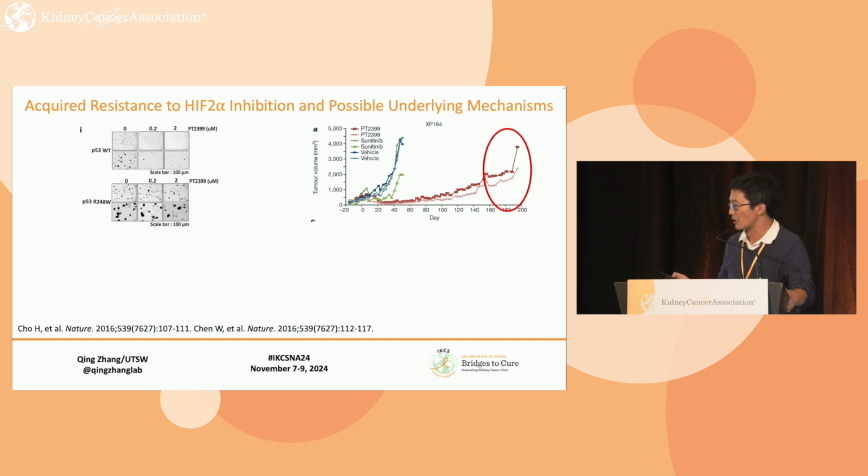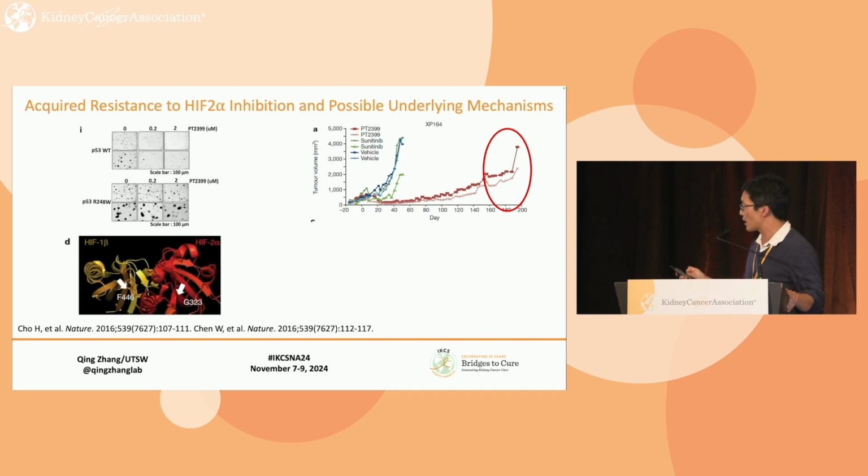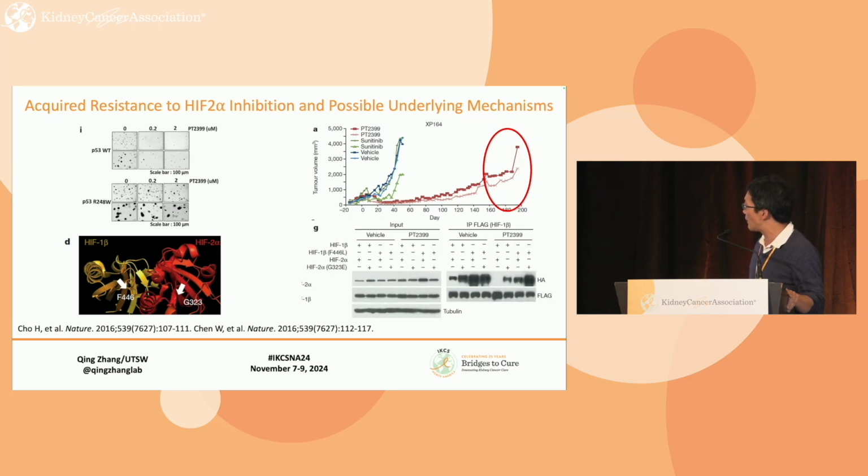Research also found that a small population of patients develop a gatekeeper mutation, which kicks the drugs out of the HIF-2α binding pocket. This is also reflected on the molecular level, showing that extensive treatments induce restoration of HIF-2α and HIF-1β binding, even in the presence of PT2399 treatment. Obviously, those are clinical challenges. So how do we address this question?